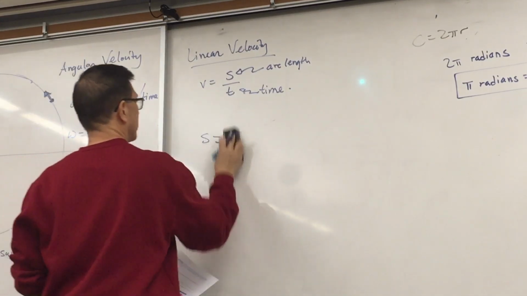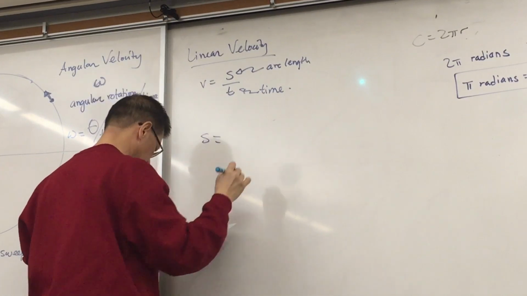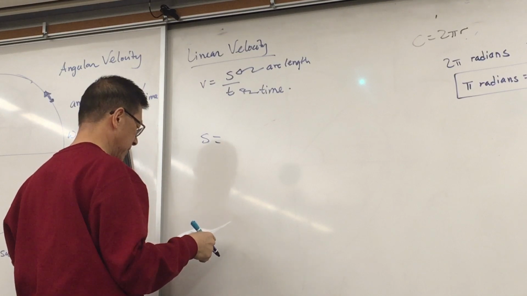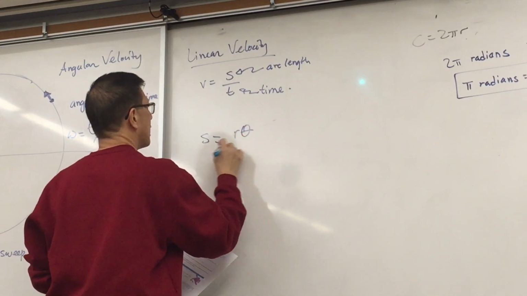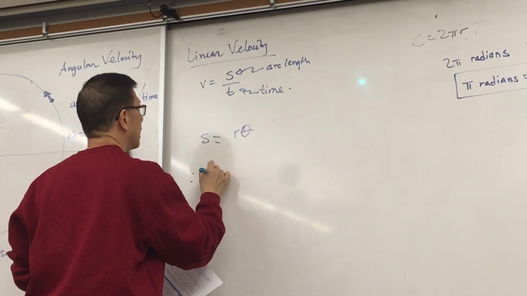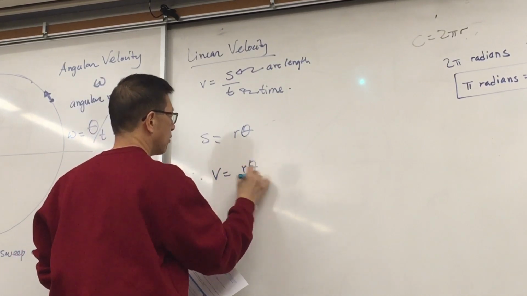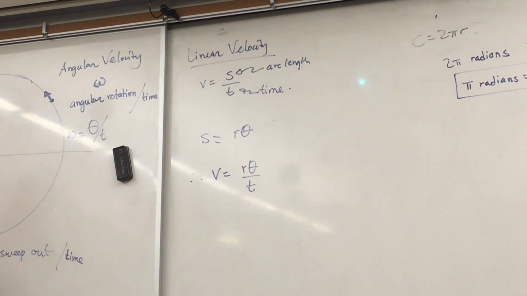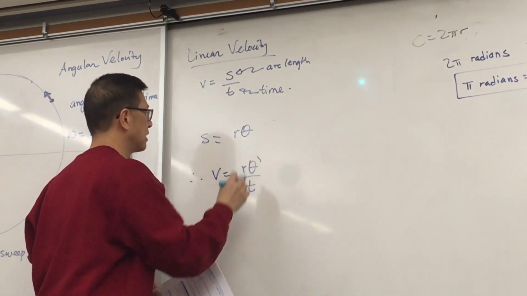Arc length is r theta, and so the linear velocity is equal to r theta over t. Okay, and the thing to point out here is that this theta over t.